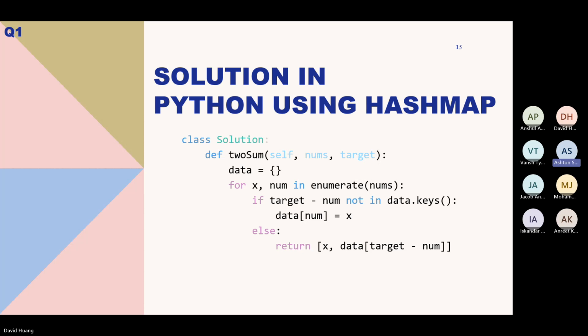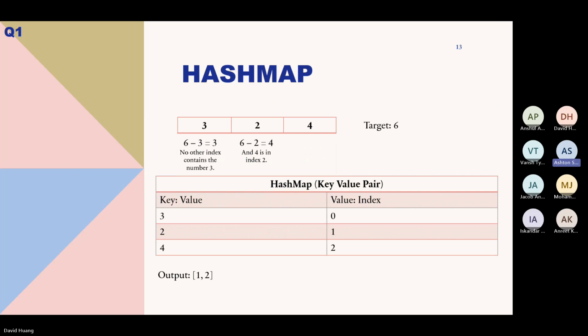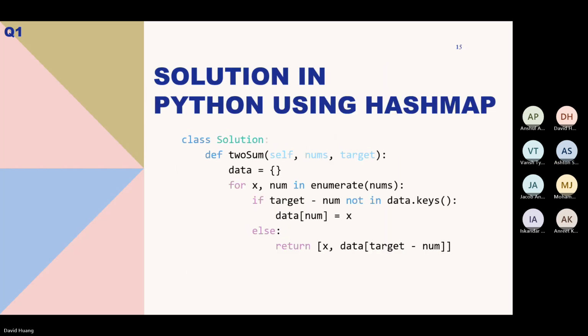Therefore, we're going to return x, the current x, which is 2, and data of target minus num, which is 6 minus 4, data of 2. What do we have stored at data key 2? We have the x value corresponding to that index, which is 1. So it's going to return 2, comma 1. And I don't think you have to put it in an array, so the brackets don't need to be there.